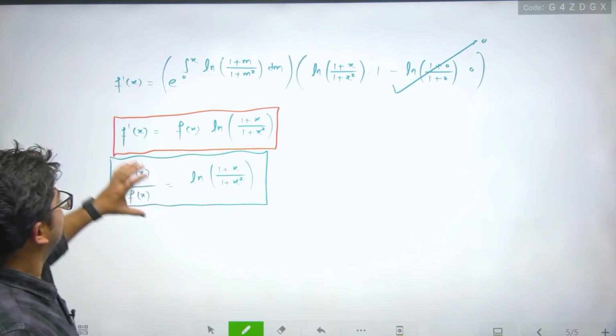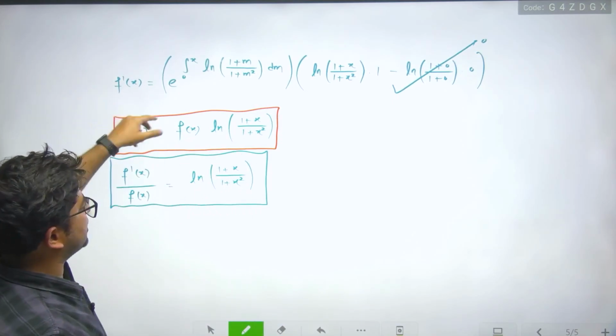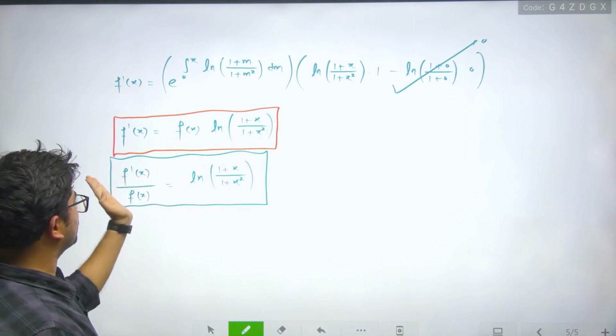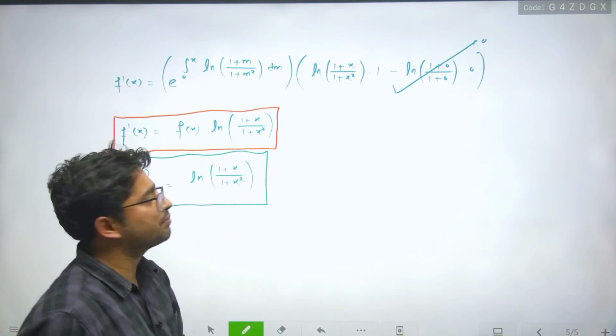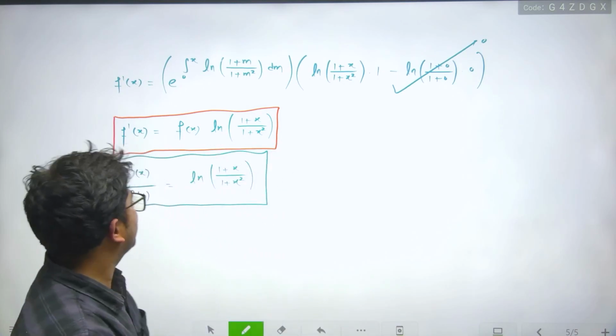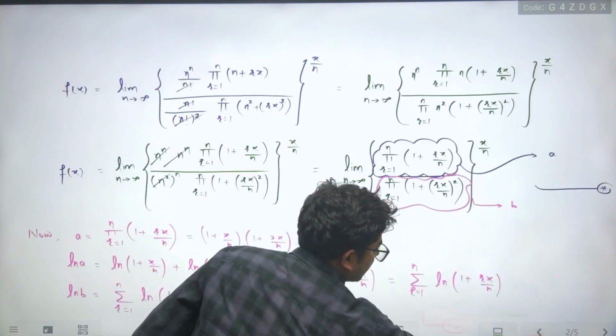So these are two forms of your f'(x). f'(x) = f(x) ln((1 + x)/(1 + x²)). Second is f'(x)/f(x) = ln((1 + x)/(1 + x²)). Okay, now let's move to the options.